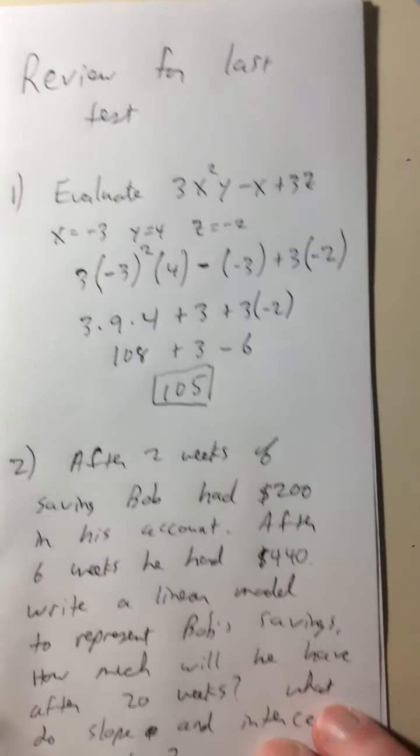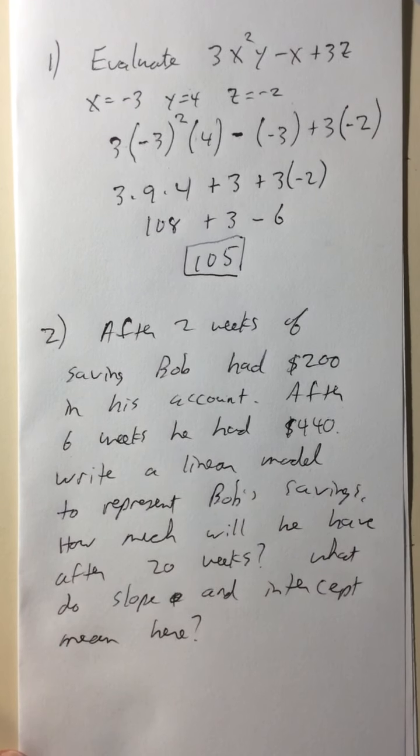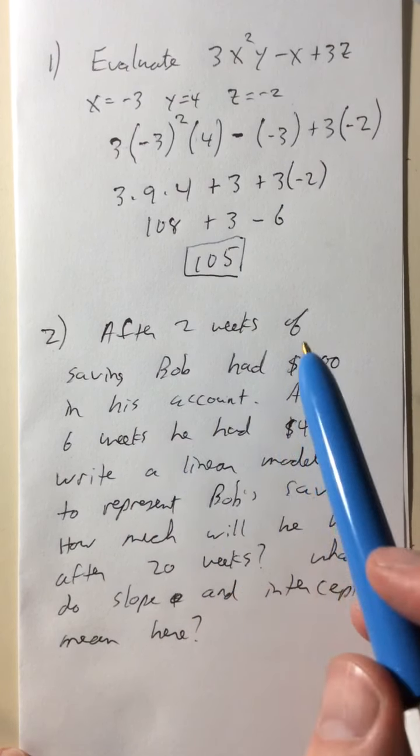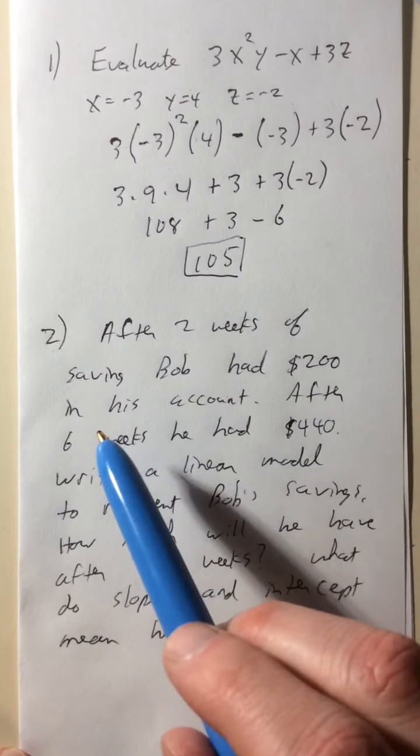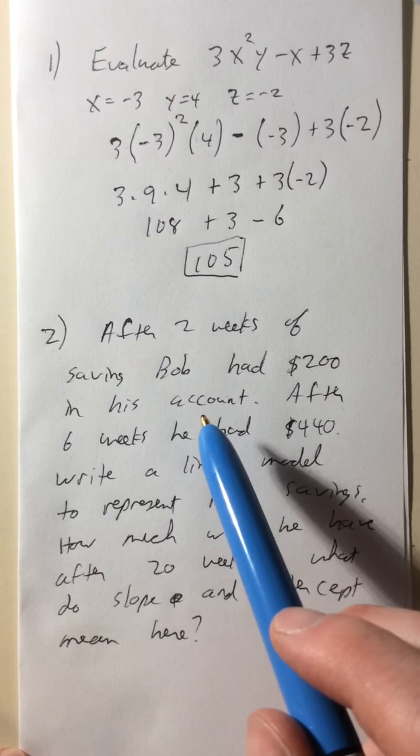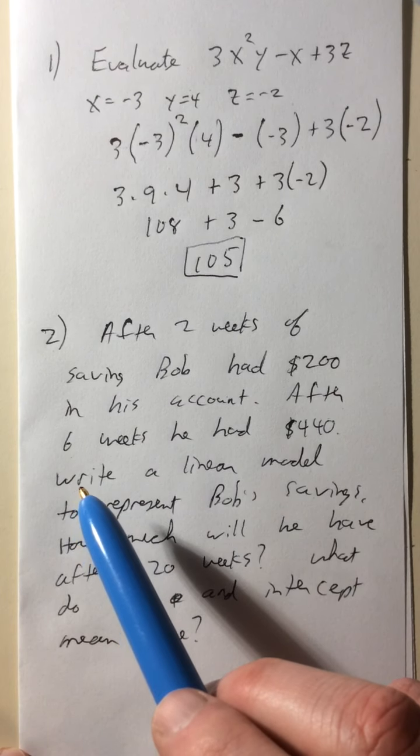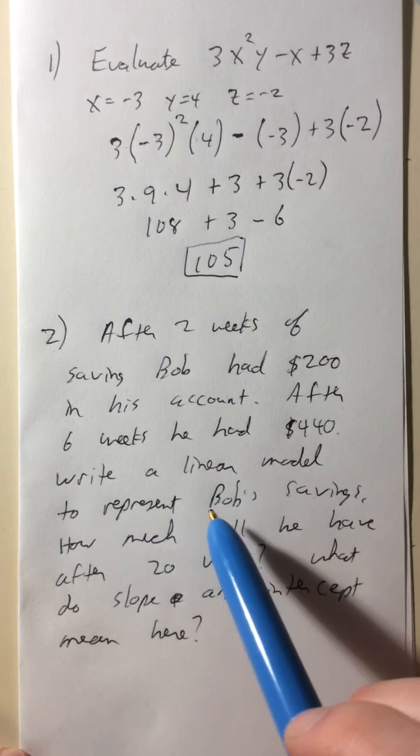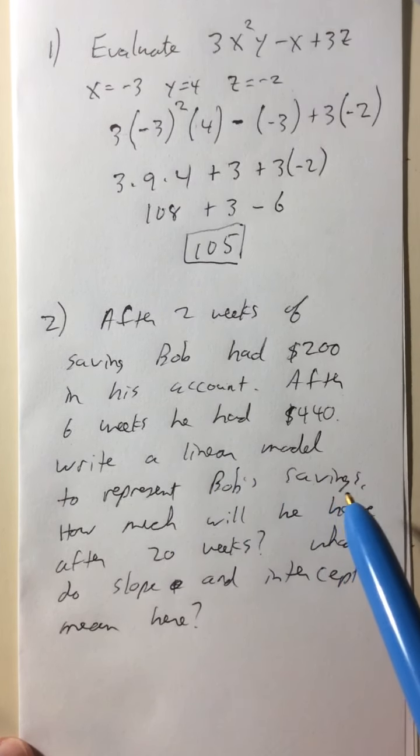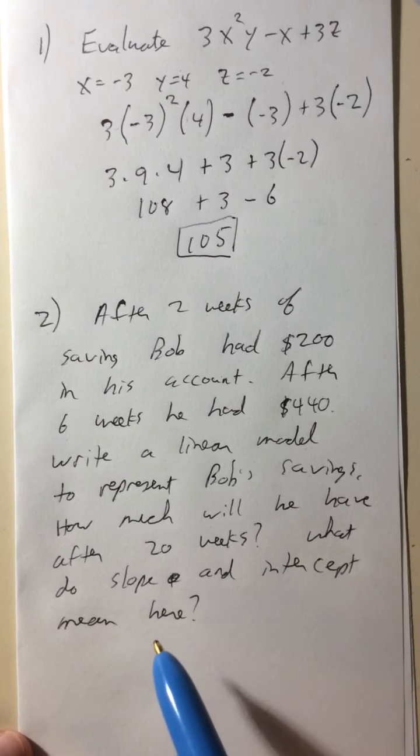Okay, next problem involves writing the equation of a line. It's a long paragraph here, but it's not a whole lot of information. It says after 2 weeks of saving, Bob had $200 in his account. So he has a savings account, and at 2 weeks he's got $200 in there. After 6 weeks, he had $440. I want you to write a linear model to represent Bob's savings. Remember, linear model means y equals mx plus b, the equation of a line. How much will he have after 20 weeks? And what do the slope and the y-intercept mean in this problem?